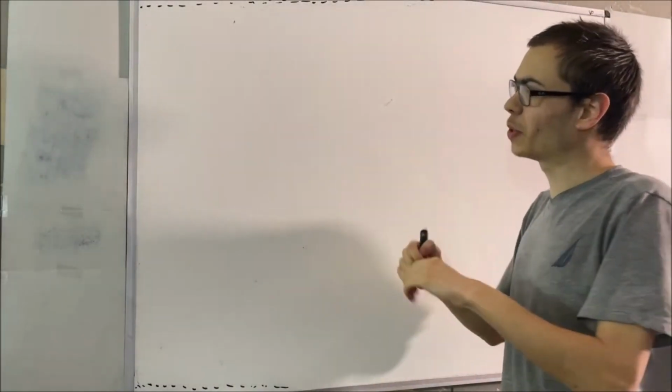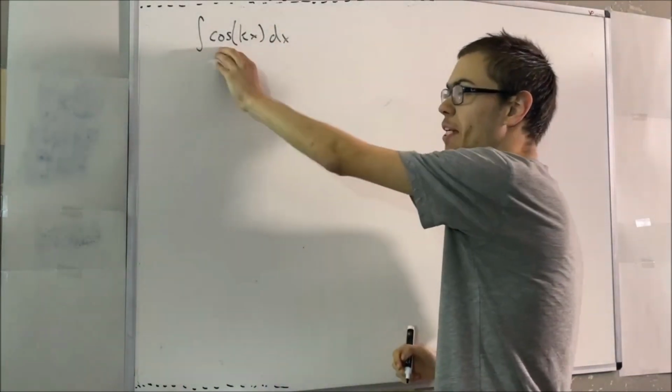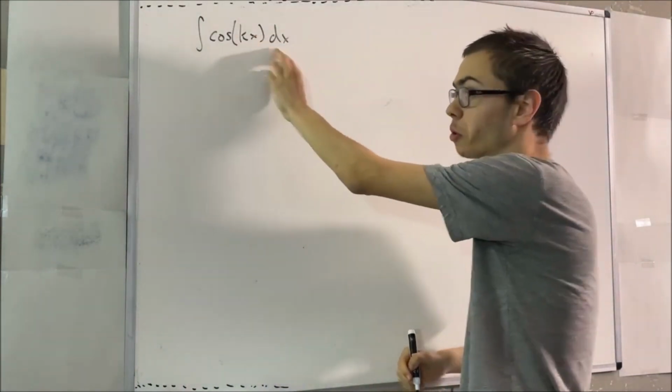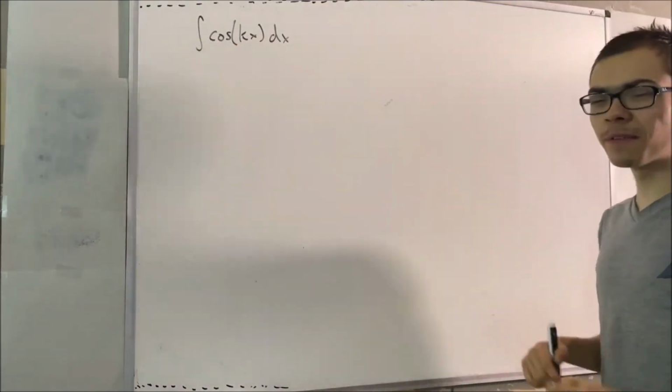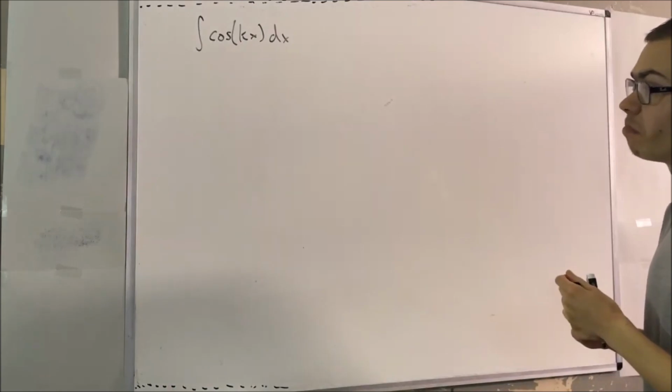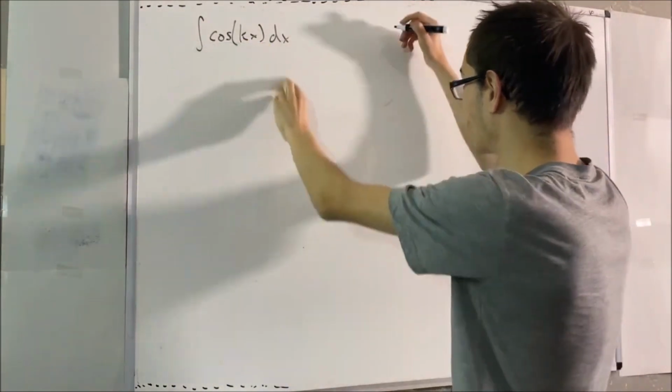All right, so in this video, we're going to evaluate the following integral: the integral of cosine of kx dx, where k is a constant. So how do we evaluate this integral? Well, we could do a u substitution by setting u equal to kx.